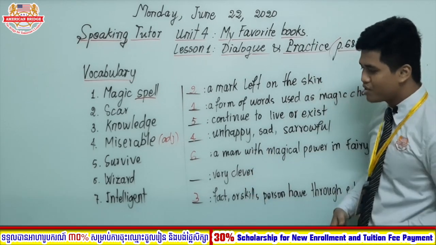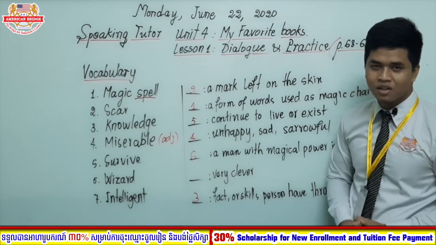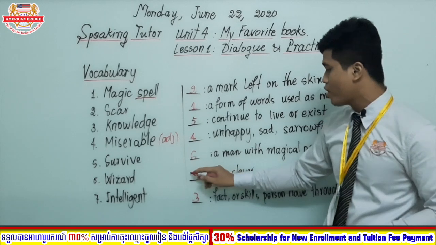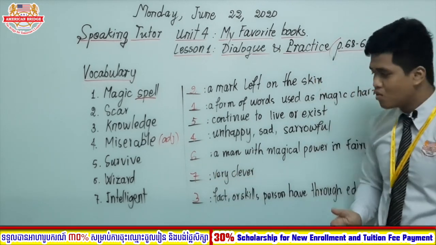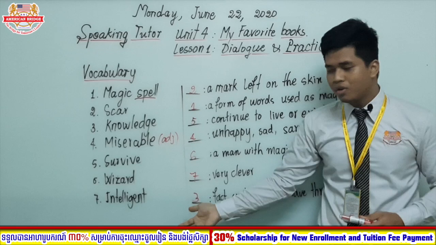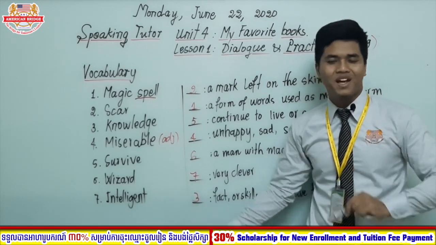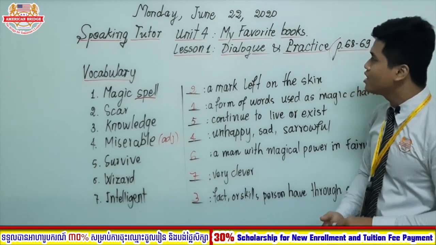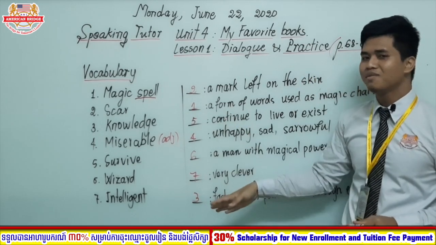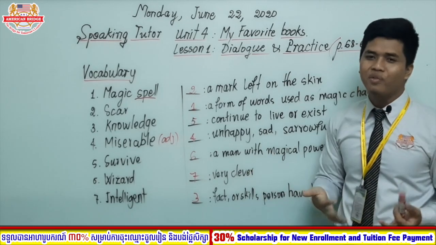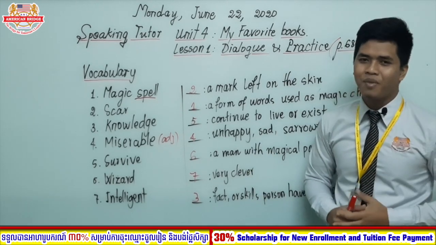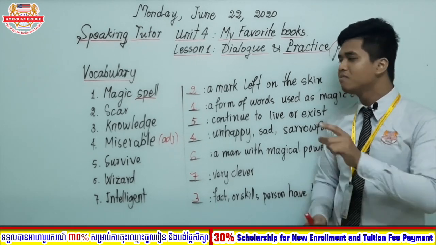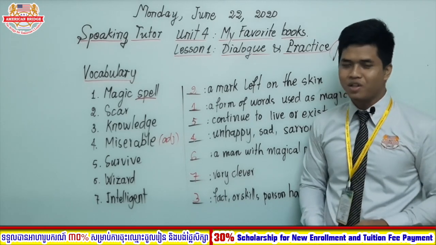Last but not least, number 7, intelligence. If you are very intelligent, it means you are very clever. So that's the 7 vocabulary words that you learn from Speaking 3A, and the lesson is My Favorite Books. And these words may be very useful for all of you. If you decide to pick up a novel and read through that book, you will encounter some of these vocabulary words for sure.